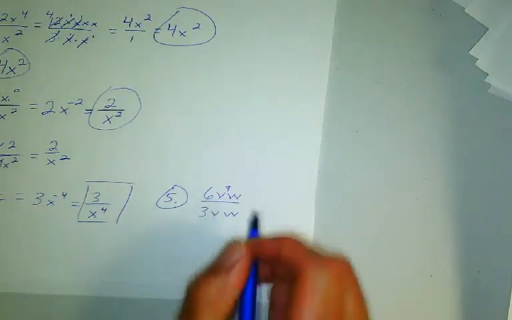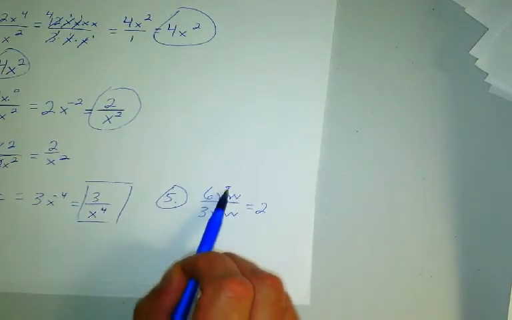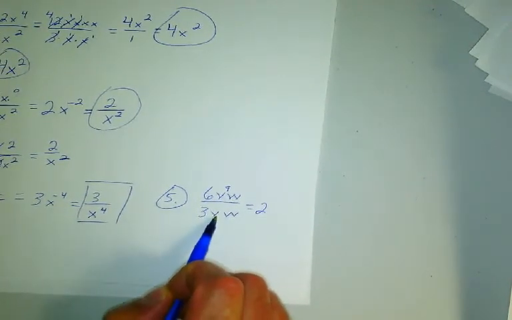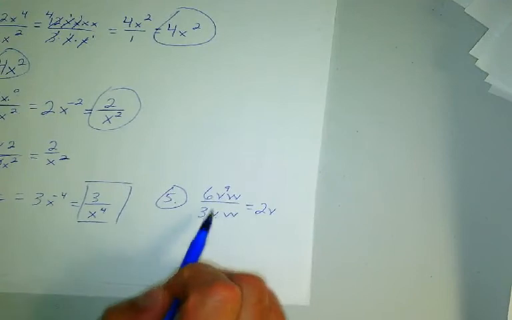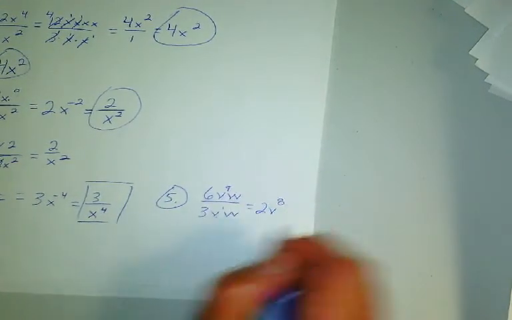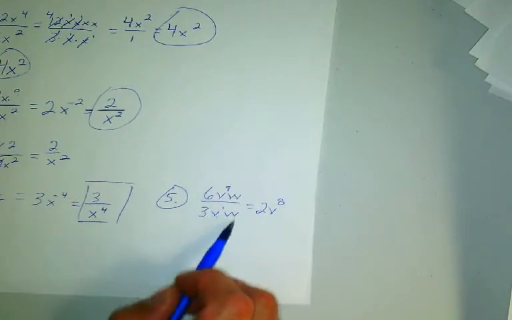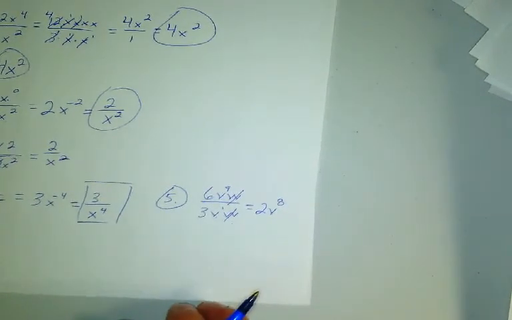So 6 divided by 3, that's just 2. Now I'm going to do v to the 9th divided by v. They go together because they have the same base. So I keep the base the same, v. I'm going to subtract my exponents. 9 minus 1 gives me a power of 8. Now I need to divide w by w. Well, guess what? That's just 1.